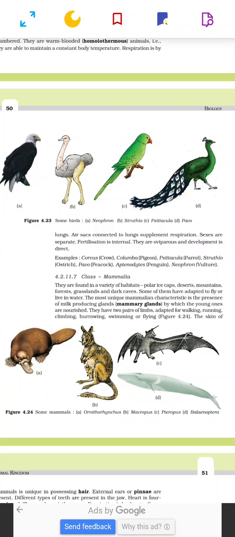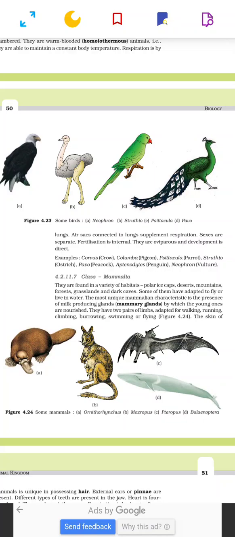Sexes are separate. Fertilization is internal. They are oviparous and the development is direct. Examples are Corvus crow, Columba pigeon, Psittacula parrot, Struthio ostrich, Pavo peacock, Aptenodytes penguin, Neophron vulture. In figure 4.23, some birds are shown, for example Neophron, Struthio, Psittacula, Pavo.